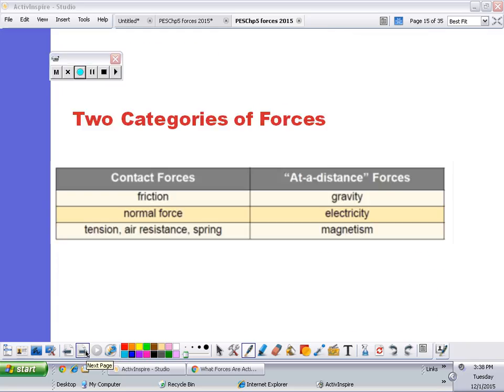So we have our list here. You have contact forces on the left, such as friction, your normal force, tension, air resistance, and spring, which we're going to talk about further here soon. At a distance forces include your gravity, electricity, and magnetism. This is kind of like the magic forces because you can see them do something, but you don't actually see them directly touch it to cause the movement.